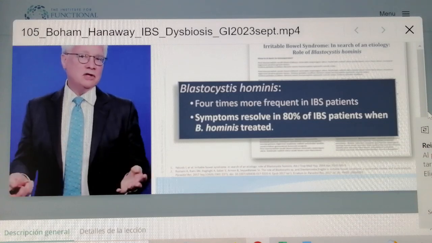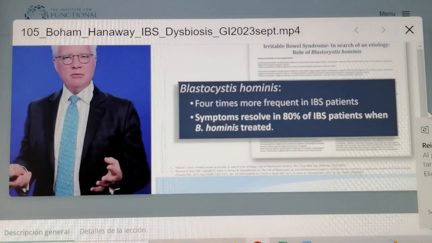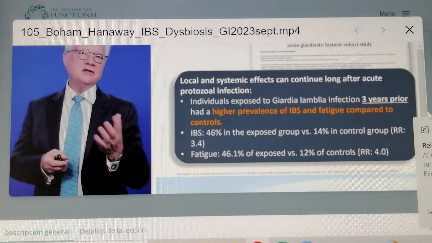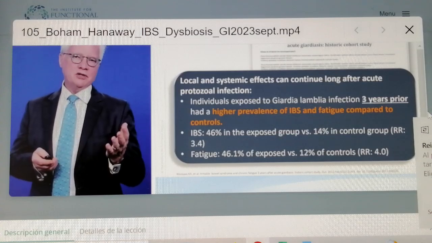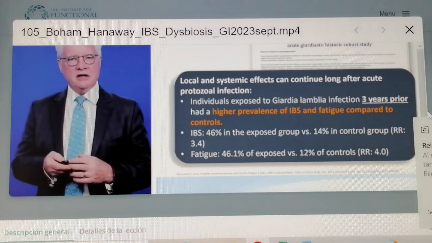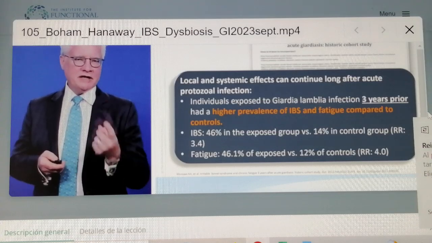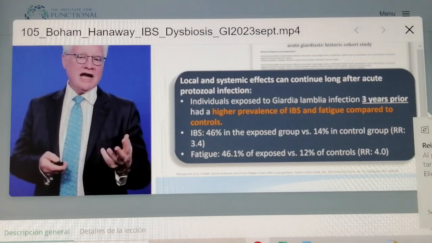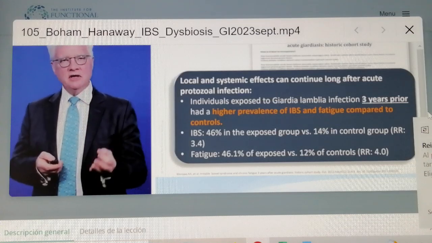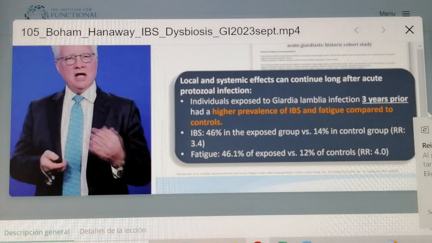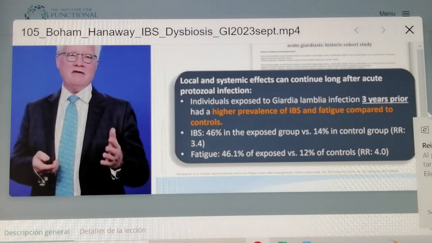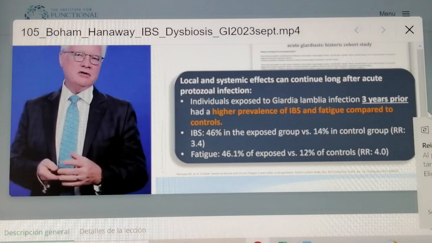We also find that when we treat those patients with IBS, the vast majority, more than 80% of them, actually get better. And when we look at other conditions such as chronic fatigue, in a paper that came out, we find that after people have been exposed to Giardia, the most frequent parasite we see in the United States, commonly accepted along with Entamoeba histolytica and Cryptosporidium, 3 years after they've been exposed and treated, they have a higher incidence of both IBS and chronic fatigue. We can see a relative risk ratio of fourfold more likely to have fatigue after being exposed to Giardia than a control population.